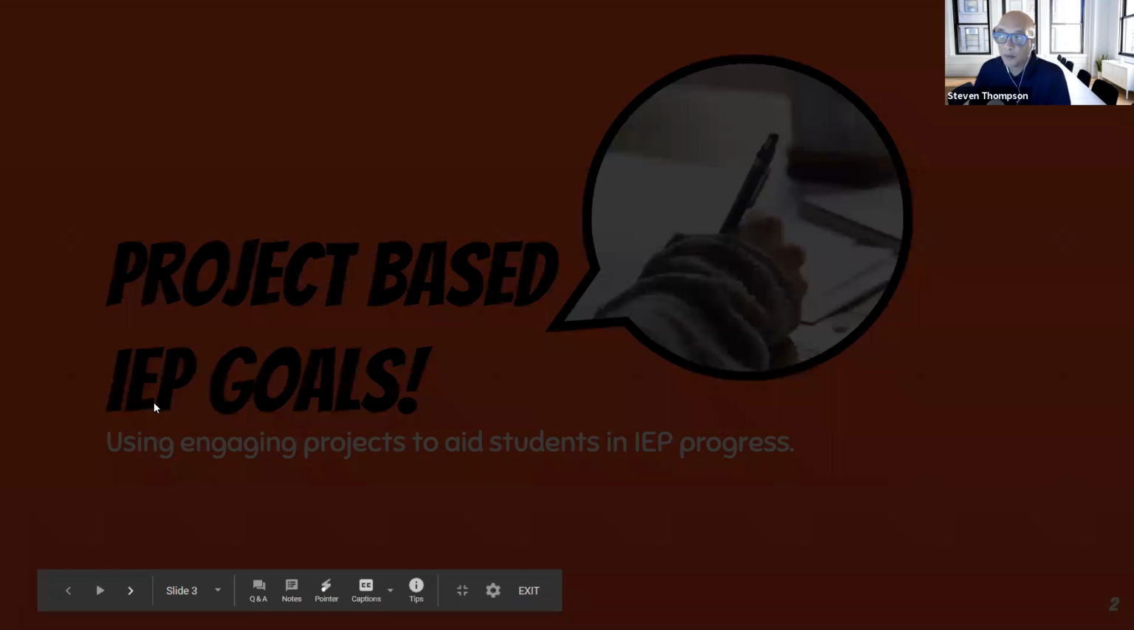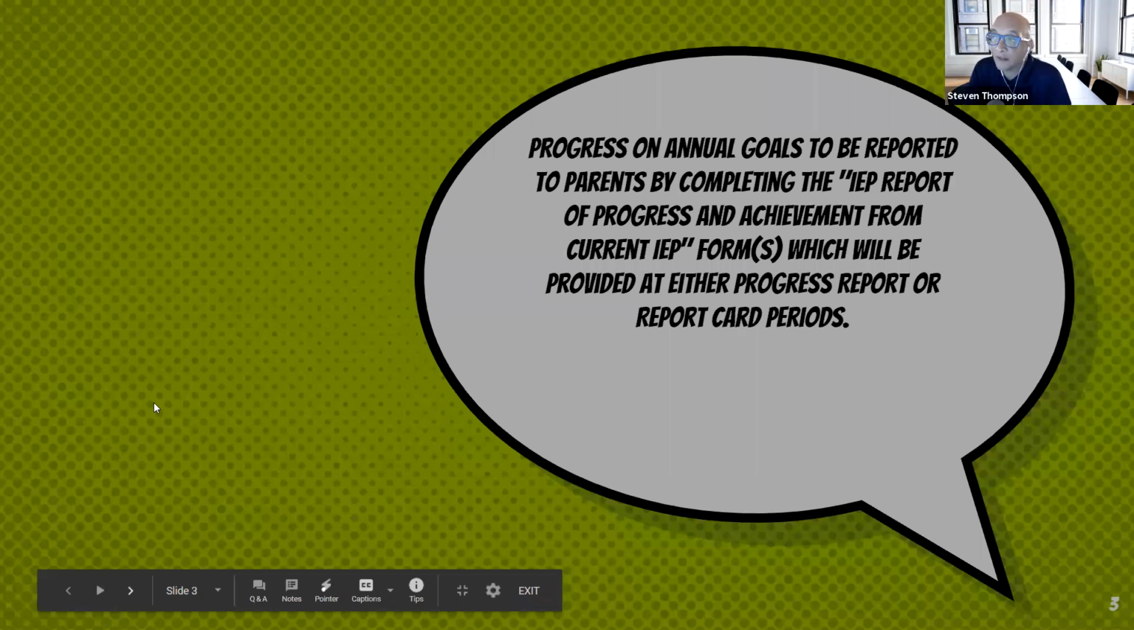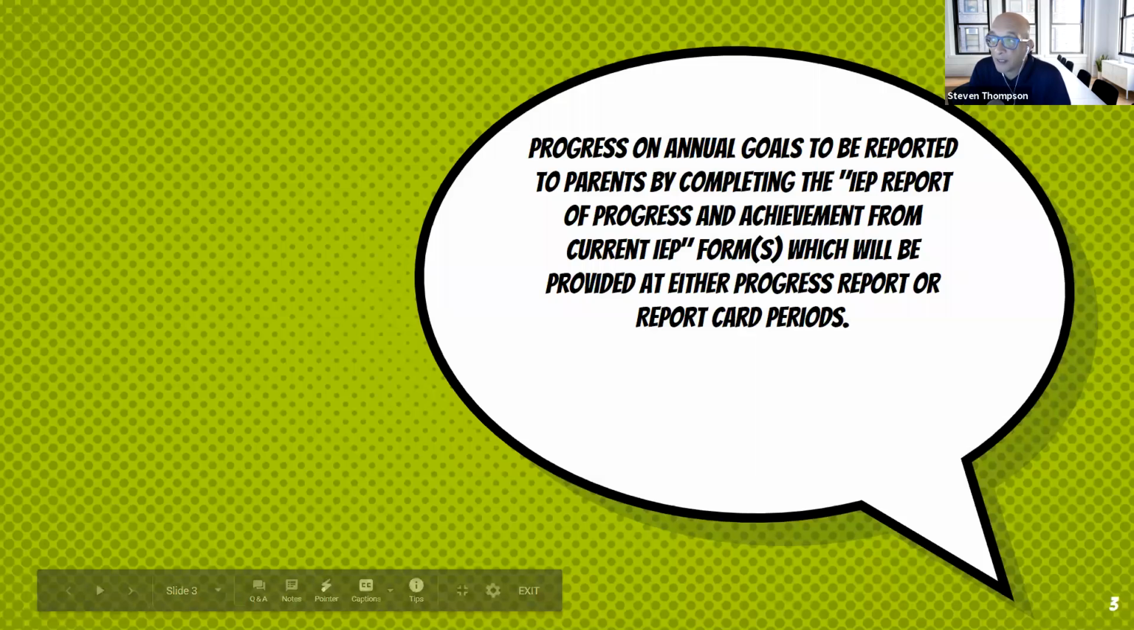So this is what we see on every IEP, this statement in Welligen. Progress on annual goals to be reported to parents by completing the IEP report of progress and achievement form. Current IEP forms, which will be provided at either progress reports or report card periods. And then the next thing we will see is this statement, methods of evaluation. It gives you 9 choices. Out of those 9 choices, I want to look at these 2, portfolio and other. This is where we have the opportunity to create projects for our students that are very engaging and will help them continue to move forward.